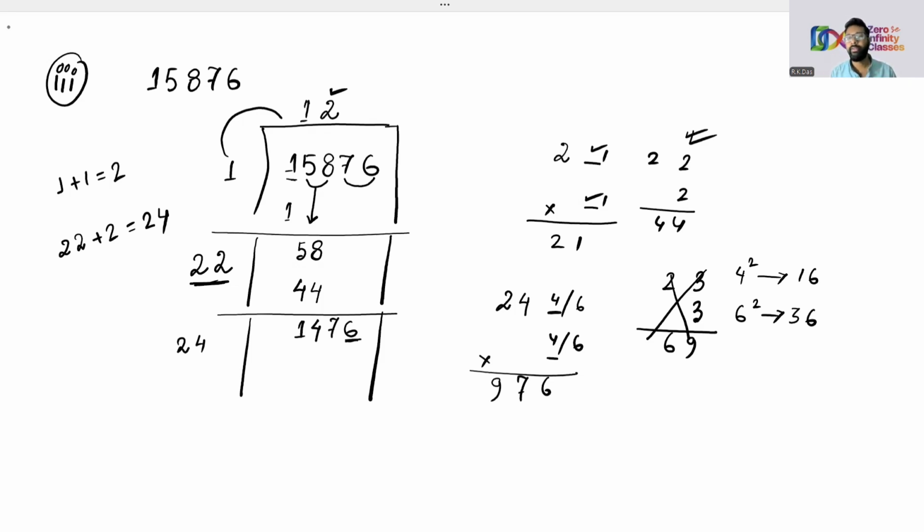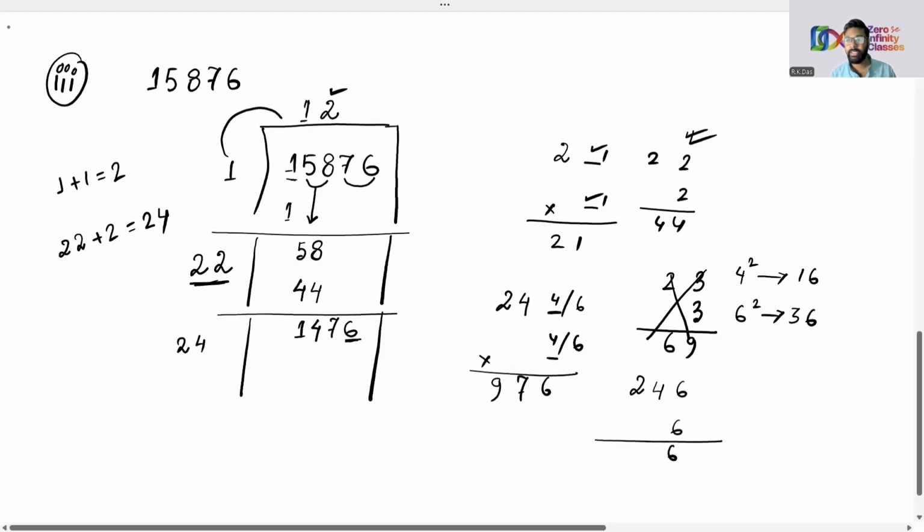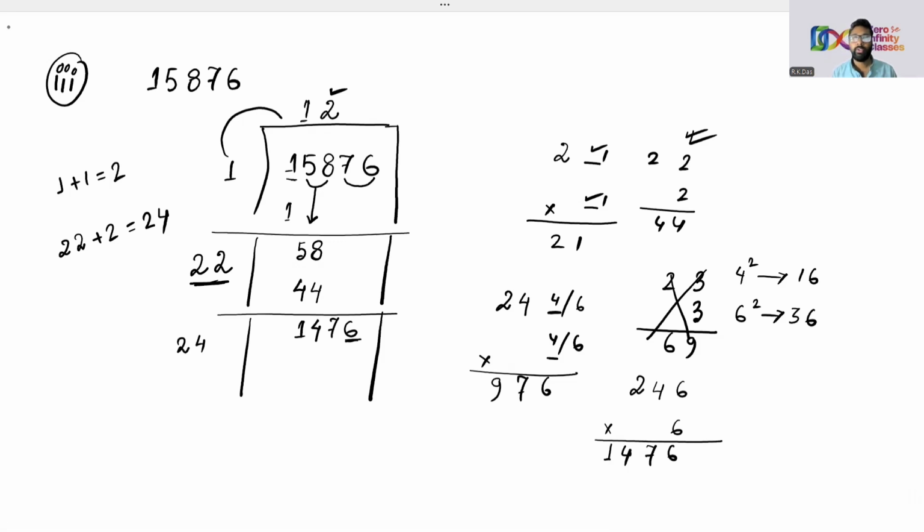So we are not getting 1476. So let me check with 6. Here I'm writing 6. 6 6s are 36, 3 in hand, 6 4s are 24 and 3, 27, 2 in hand, 6 2s are 12 and 2, 14. So after taking 6, we are exactly getting 1476. So here we have to take 6, here also 6, and 246 6s are 1476.